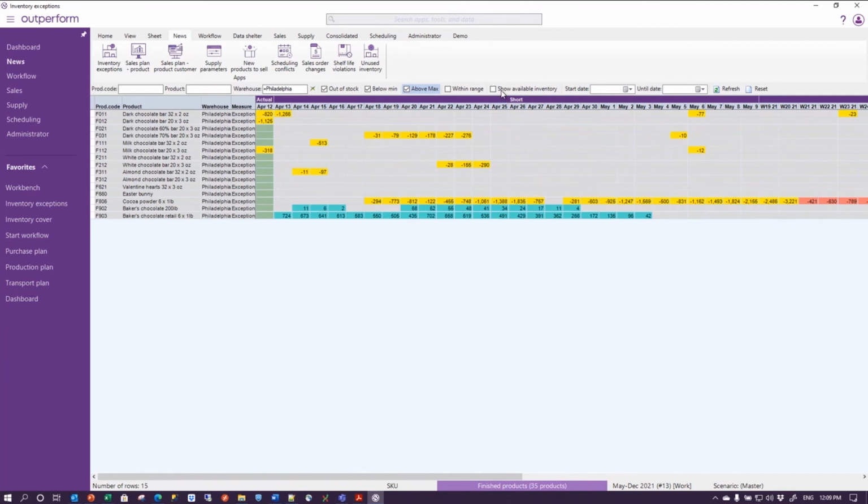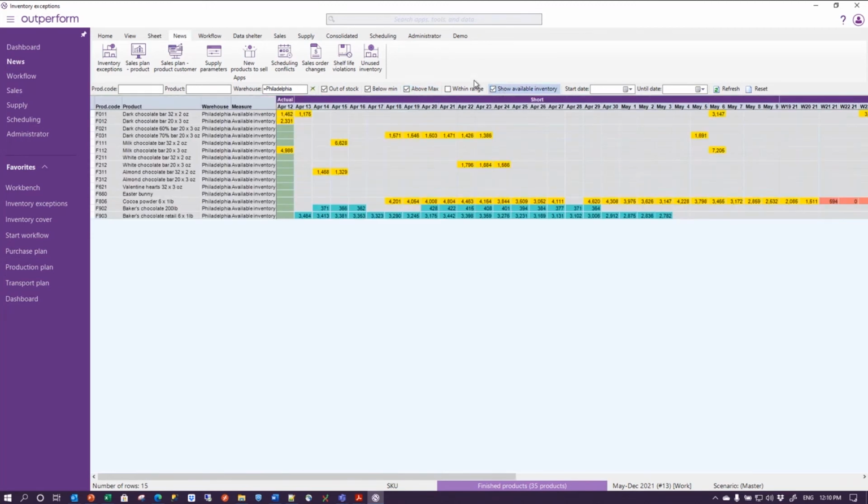If I just want to see what my inventory is at that point, I just tick this option, show available inventory. I still keep the colors, but what I'm now looking at as a number is the projected inventory itself.